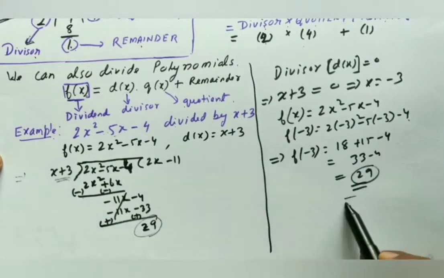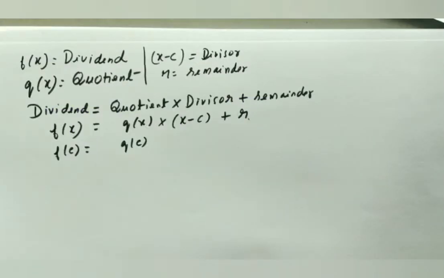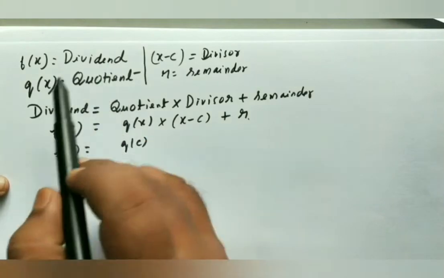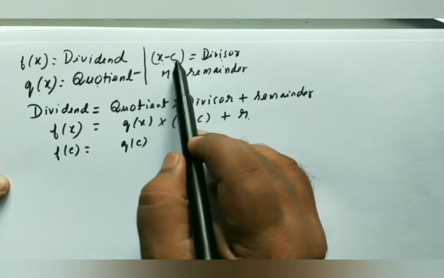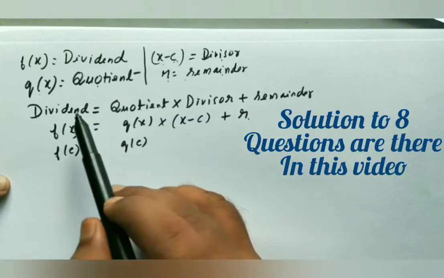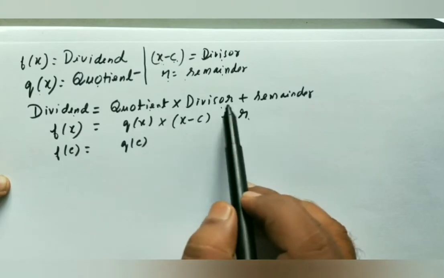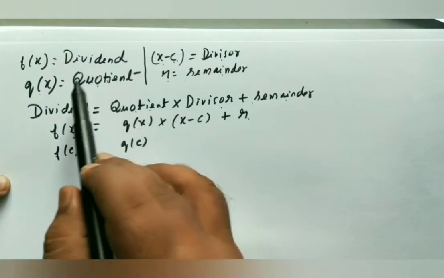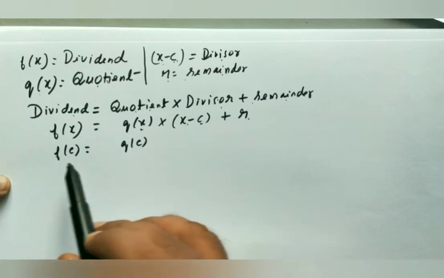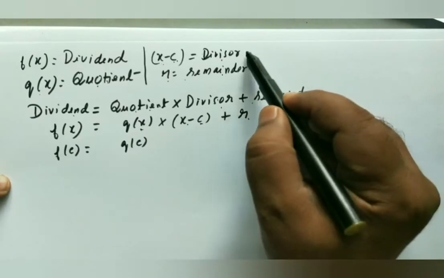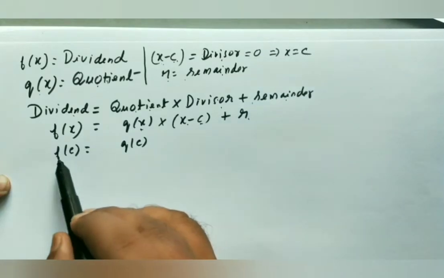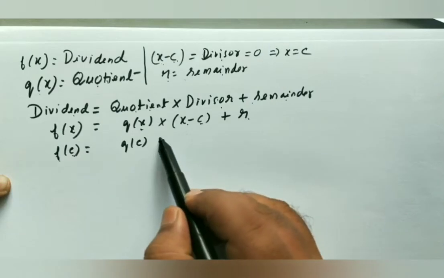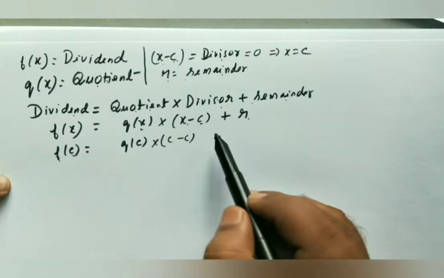Now, this is the basics. If f(x) is the dividend, q(x) is the quotient, and the divisor is x minus c, you are going to deal with this kind of expression. r is equal to the remainder. We know that dividend is equal to quotient into divisor plus remainder. So quotient is q(x), divisor is x minus c. So what we do, we take the divisor equal to 0, and after simplifying, you'll get x is equal to c. So f(c), in place of x, you write c. This is q(c) into c minus c plus r.